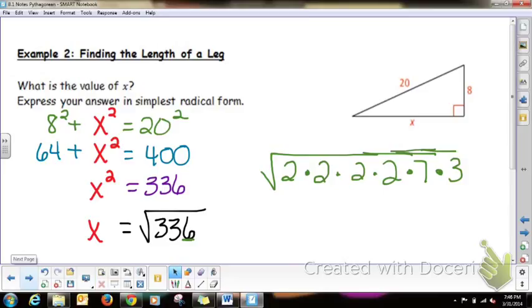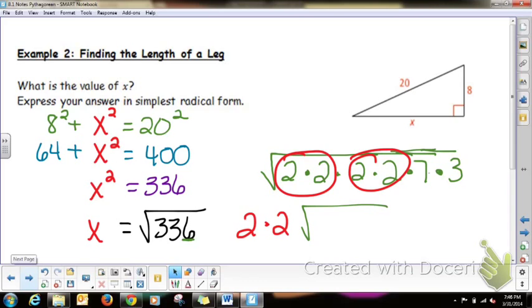Every pair is a square, so I can take out 1 for every 2 that are in there. So it's 2 and another 2. And what's left inside is 7 times 3, which is 21. So, my simplified solution here is 4 square root of 21. That is the value of x. So, x is equal to 4 square root of 21.